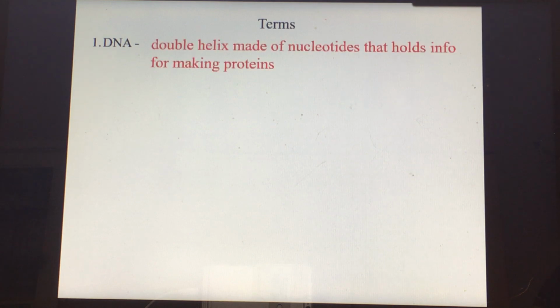DNA stands for deoxyribonucleic acid, and it is in the shape of a double helix, and it's made up of nucleotides, and it holds the information for making any protein that your body might need to make.